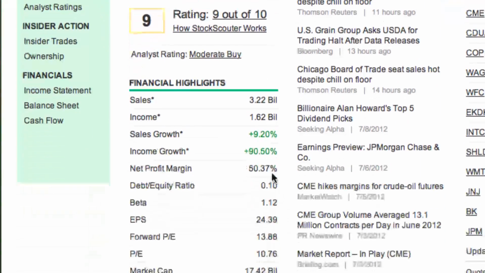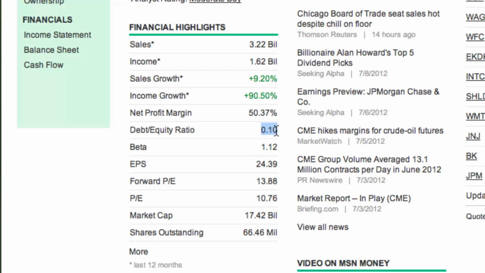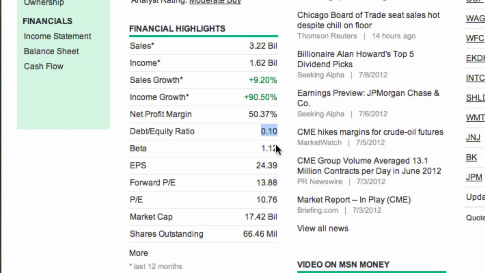As we go down, I'm obviously looking at that debt number. The debt to equity is really low. That's a great number at 0.1. That means this company has hardly any debt at all. Their earnings at $24.39 is decent. That's not a bad EPS. When we look at the PE, it's at 10, which is also good. So all these numbers are looking really good.